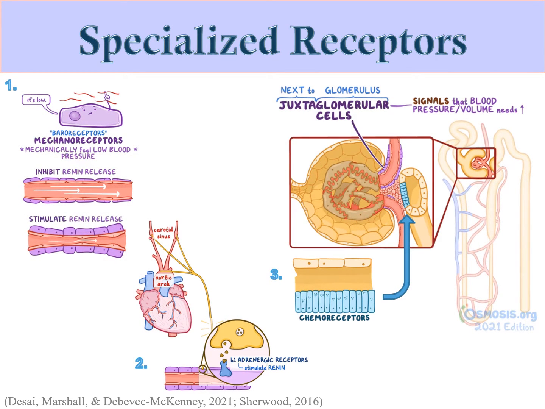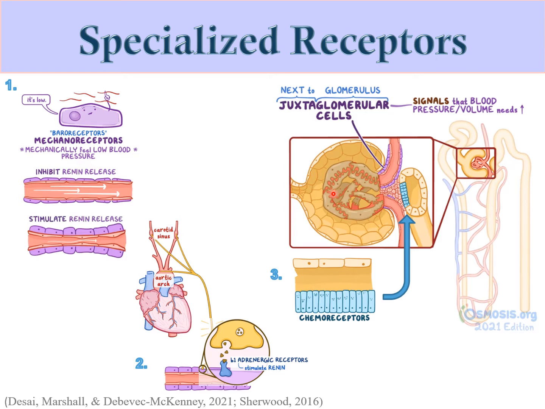Okay, so now we're going to zoom into the wall of the afferent arterioles, where we're going to find a very special kind of smooth muscle cell called the juxtaglomerular cells, which you can see are these little purple cells right here. Juxta just means next to, and glomerular just means glomerulus. So that just means these particular cells are next to the glomerulus. And the main job of these cells is to always keep an eye open for signals that the blood pressure and/or blood volume needs to rise.